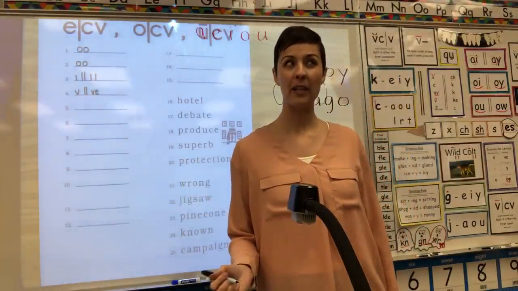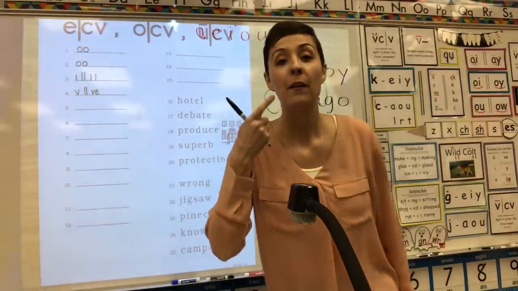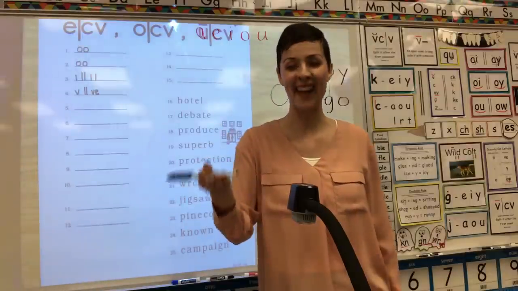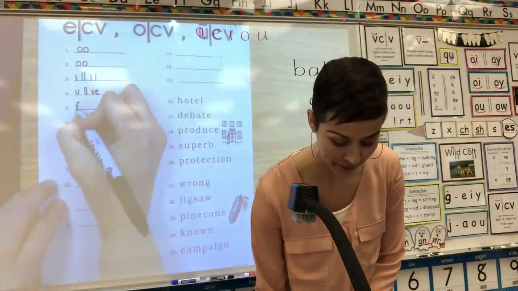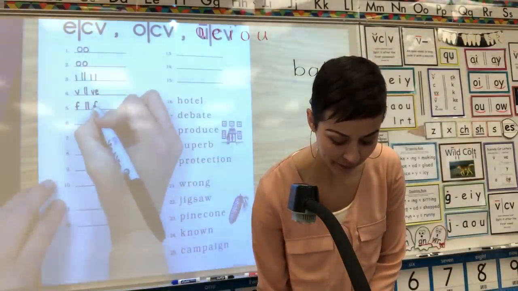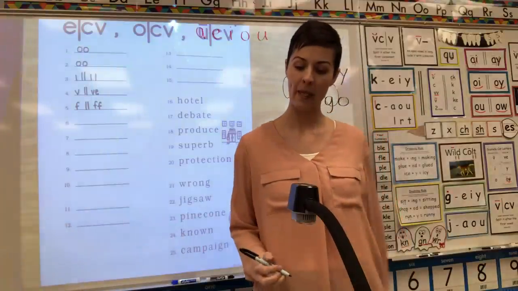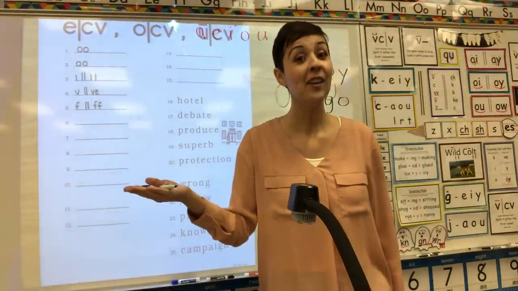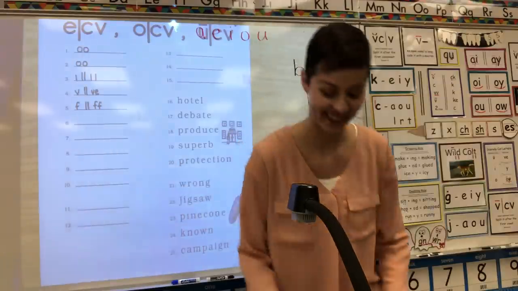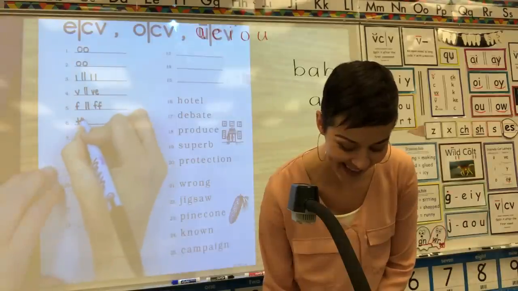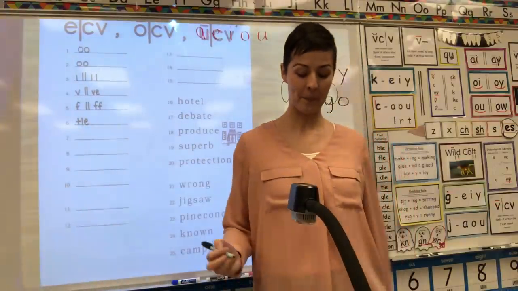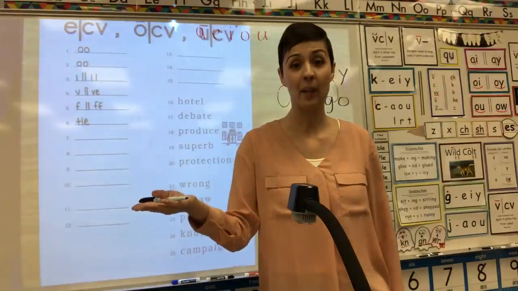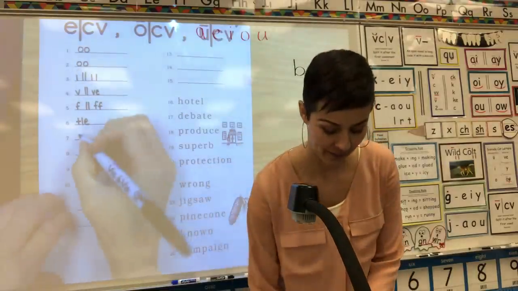Number five, watch my teeth very closely. Number five. F, final, F, F. There we go. Number six, toll, final syllable, T-L-E. Not T-I-O-N, T-L-E. Number seven, goal, final syllable, G-L-E. Good.